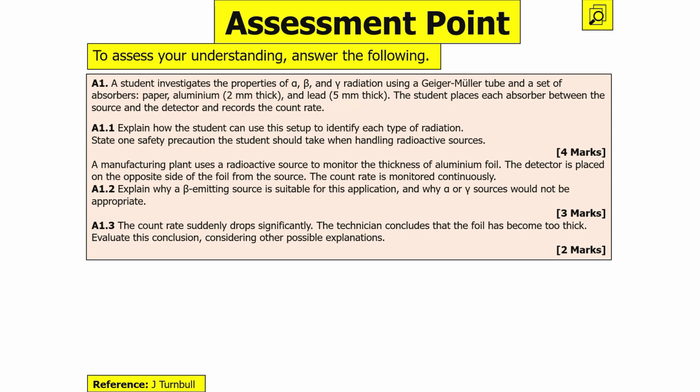A manufacturing plant uses a radioactive source to monitor the thickness of aluminium foil. The detector is placed on the opposite side of the foil from the source. The count rate is monitored continuously. Explain why a beta emitting source is suitable for this application and why alpha and gamma sources would not be appropriate. The count rate then suddenly drops significantly. The technician concludes that the foil has become too thick. Evaluate this conclusion and consider other possible explanations. So pause the video now and then unpause the video when you want to go through your answer.